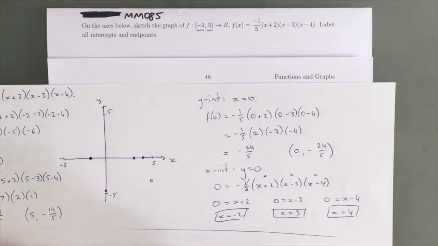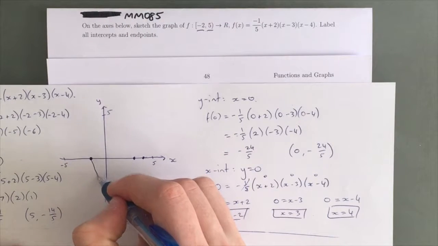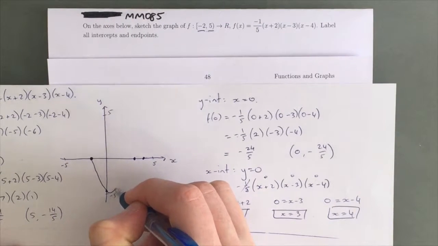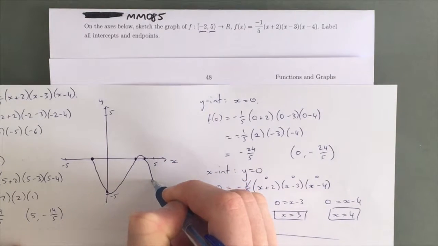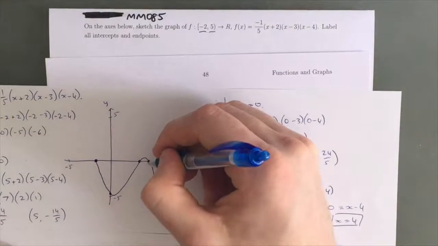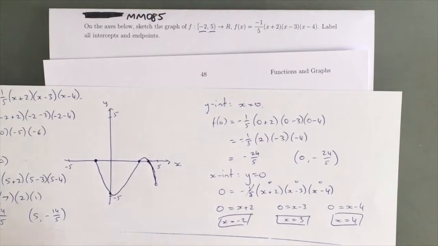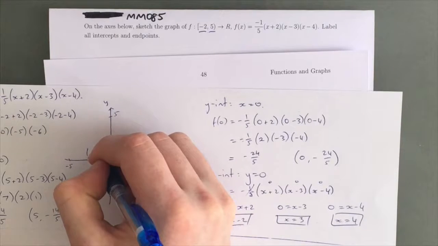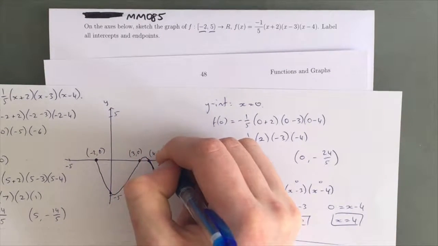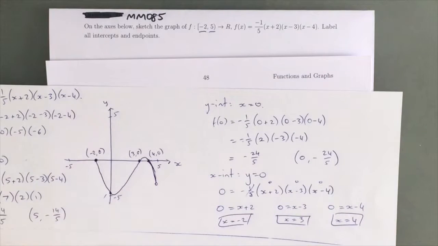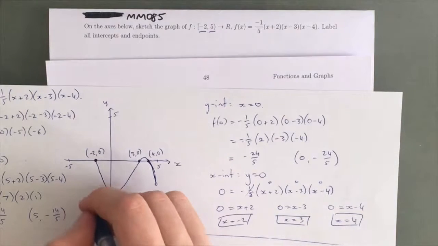So our first endpoint is here, it comes through the y-intercept, and we don't necessarily have to draw or label the turning point because the question hasn't asked for that. So now we just need to label. This is negative 2, 0. This is 3, 0, 4, 0, and that is 0, negative 24 on 5.